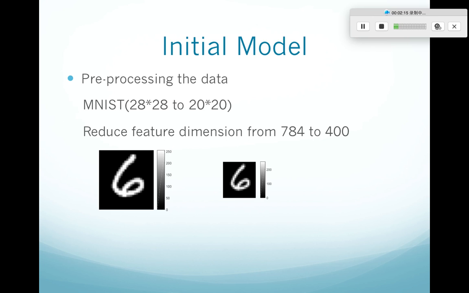As we can see from the picture, even though we use fewer pixels to illustrate the digits, the new one also contains enough information to recognize the number, which gives me confidence in my pre-processing. And of course, reducing the feature dimension can help me to speed up my training task.